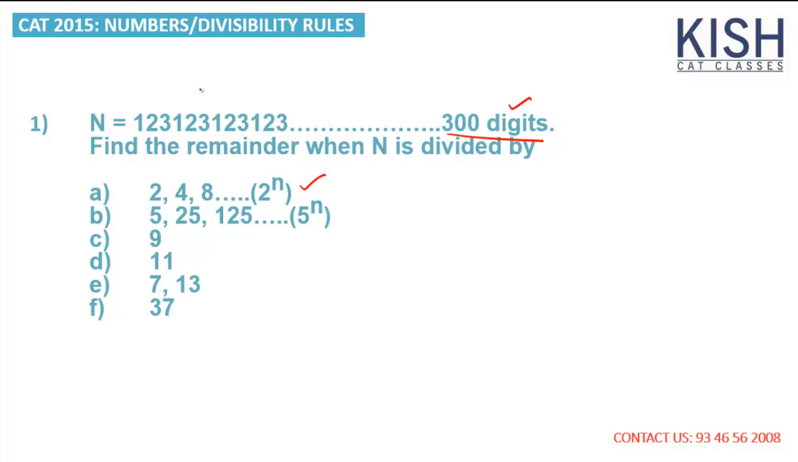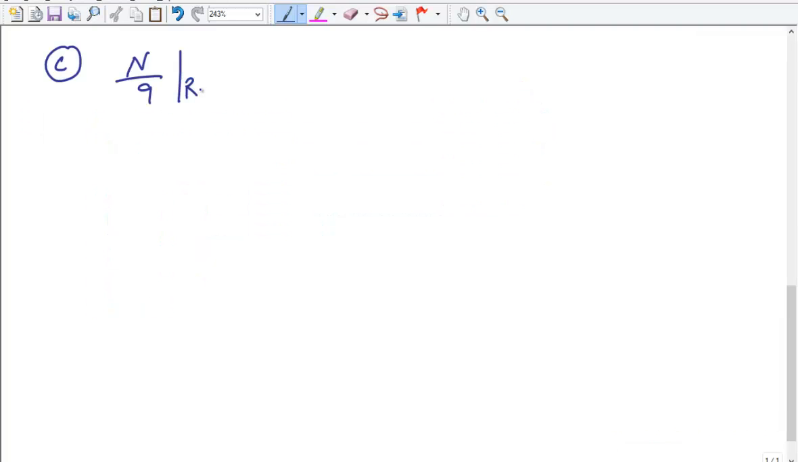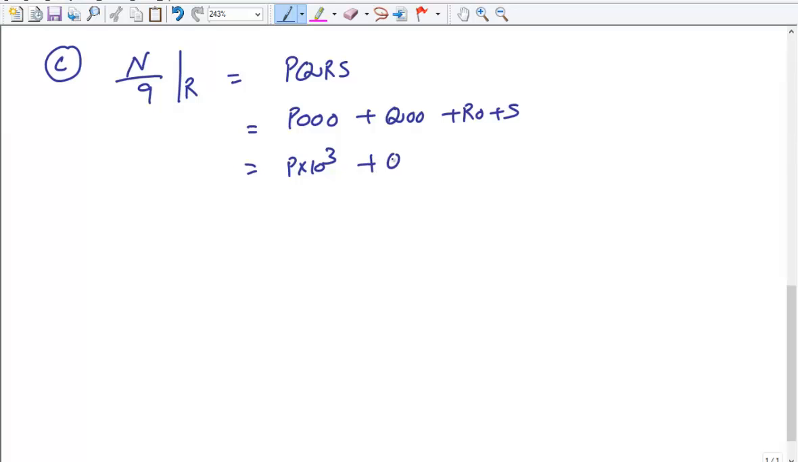Now C is n divided by 9 remainder. Now if you have no idea about how to apply n divided by 9, the simple thing is to look at the digits. If I say that the digits are PQRS, let's say it's a 4-digit number PQRS, then this can be written as P000 plus Q00 plus R0 plus S, and this is P into 1000 plus Q into 10 square plus R into 10 power 1 plus S into 10 power 0, and this is divided by 9 because this is n divided by 9.